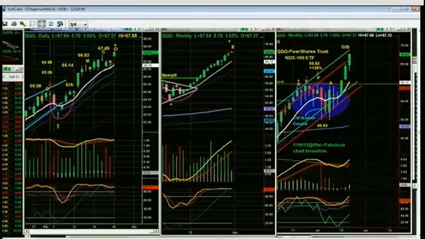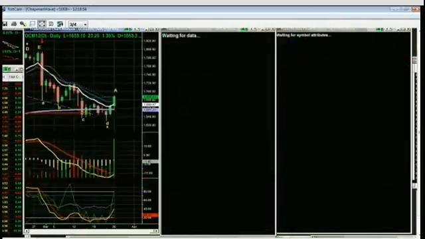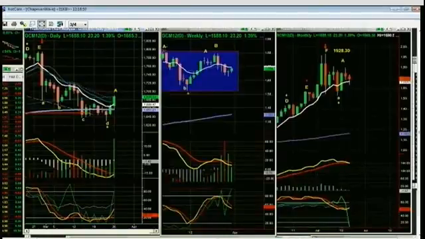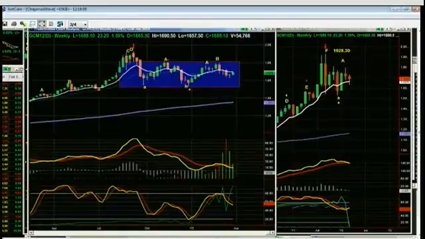Now let's look at the GCM, the June contract of gold. There's a pattern that I talk about very often. It's the rectangle formation. The rectangle formation can last a lot longer than your patience and a lot longer than your money. What do I mean by that?